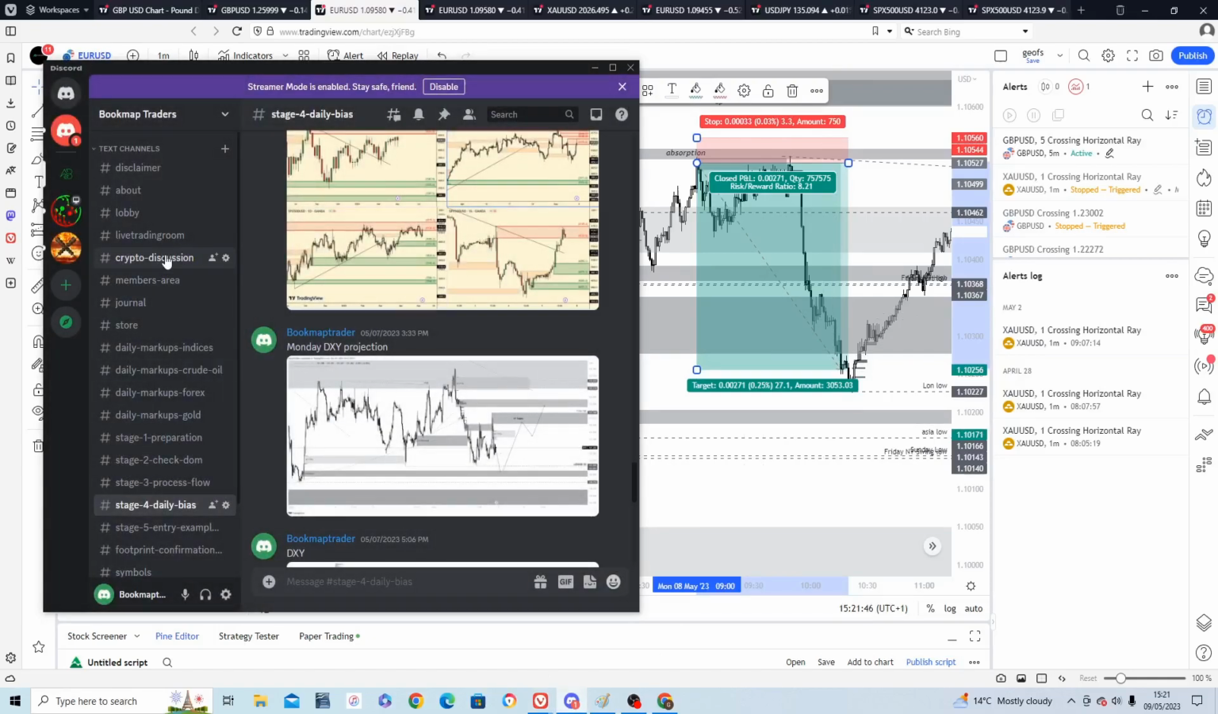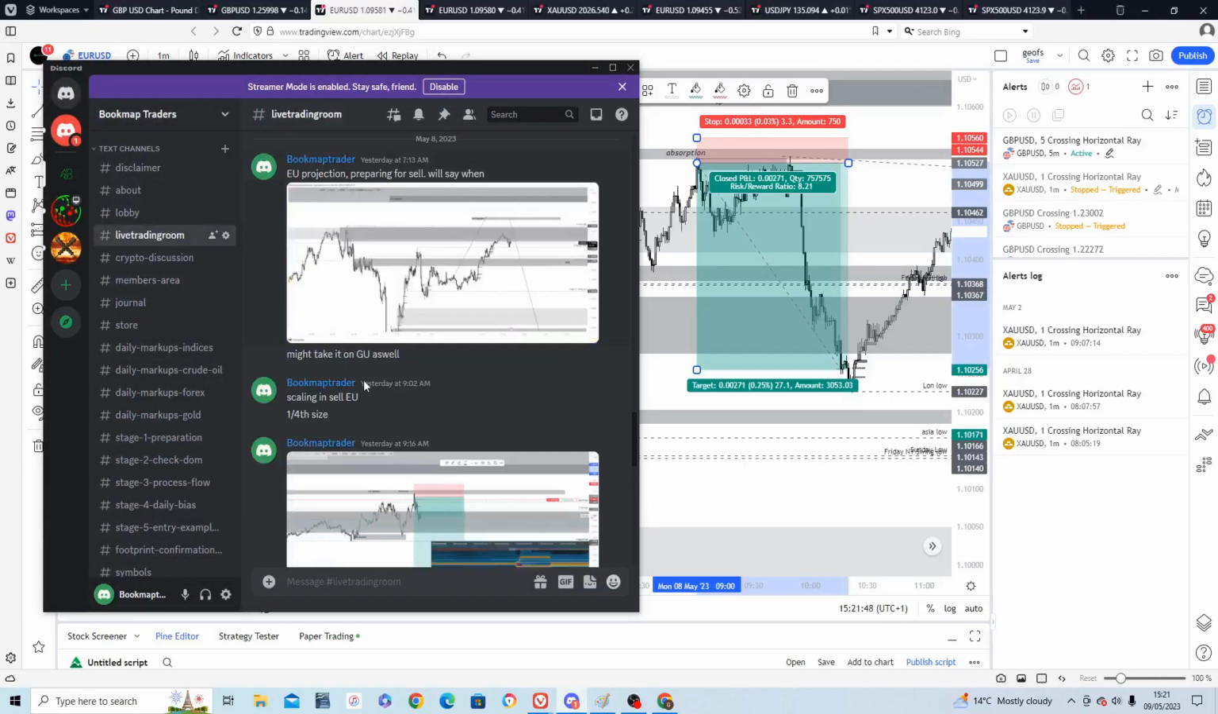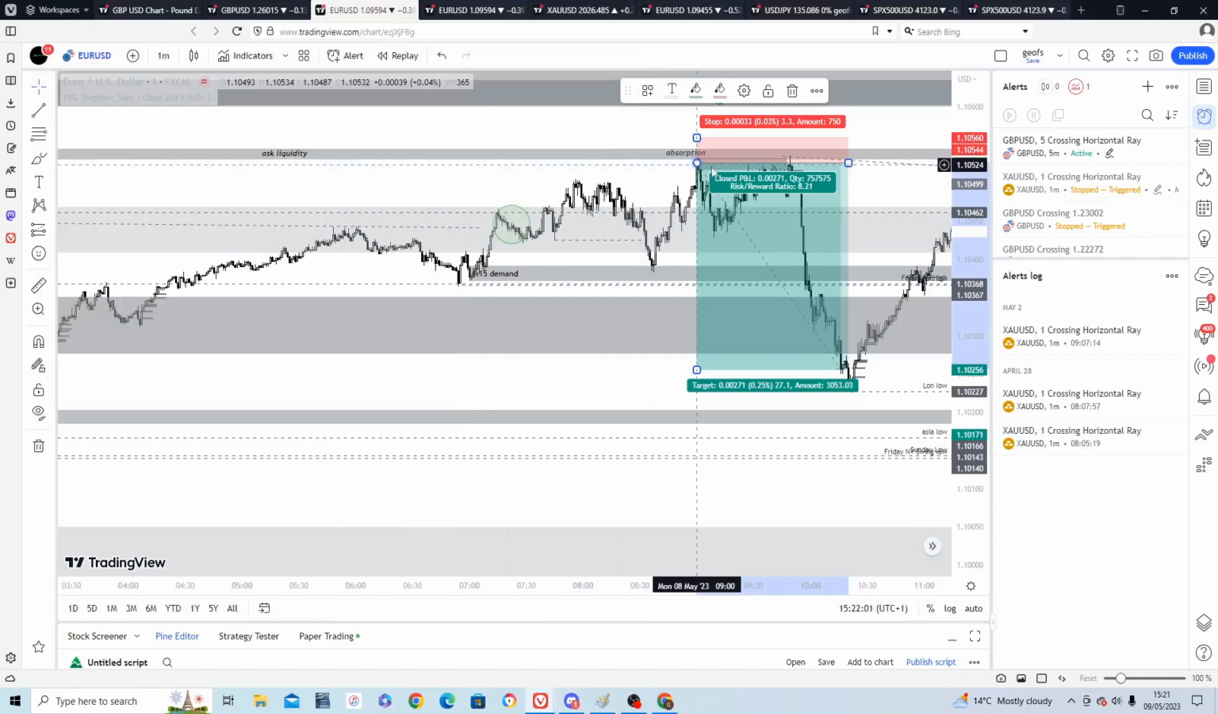So I posted this at the time. 7:13 was my projection, and then we scaled in at 9. You see, bang on 9 a.m. So yeah, that was a nice little trade. That did for the Monday. I didn't bother with anything in the afternoon. That was a good 8R.